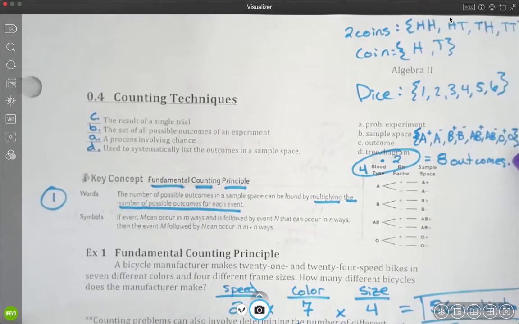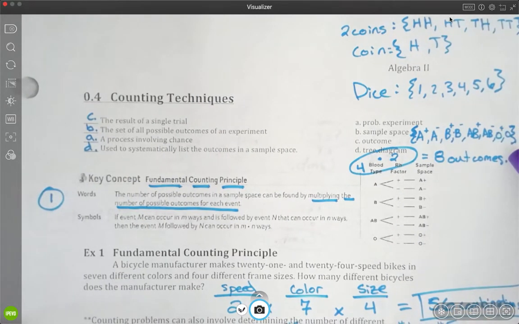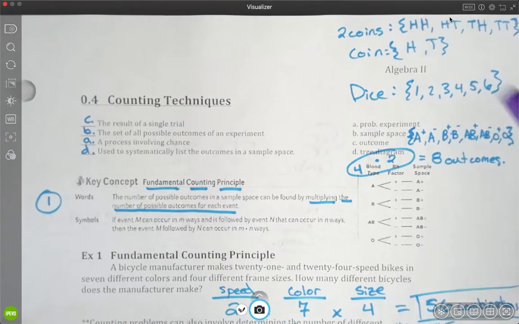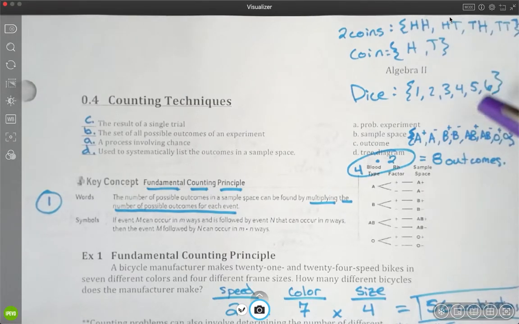So I talked a little bit more about sample space also and said that if we're dealing with a coin, this is how you list out the sample space for a coin. So if I'm flipping a coin, I could only get a heads or a tails. Those are the two outcomes that I could get. If I'm doing a dice, I have 1, 2, 3, 4, 5, 6. Those are the possible outcomes that I can get for a dice, right?